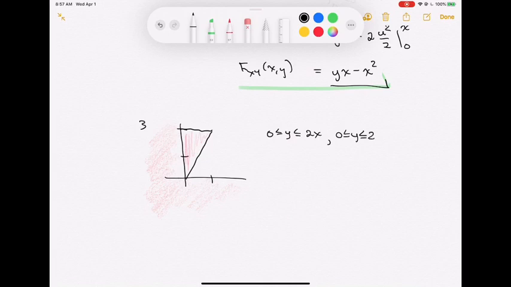What does this describe for me? If I take a look at this particular case and I say y is between 0 and 2, I know that that's going to say that I've got something in this horizontally oriented strip, right? This part here is 0 ≤ y ≤ 2. And then I also need 0 ≤ y ≤ 2x, something along those lines. That basically just puts me off to the right, and I'm going to do it again as a green. It puts me off to the right here.